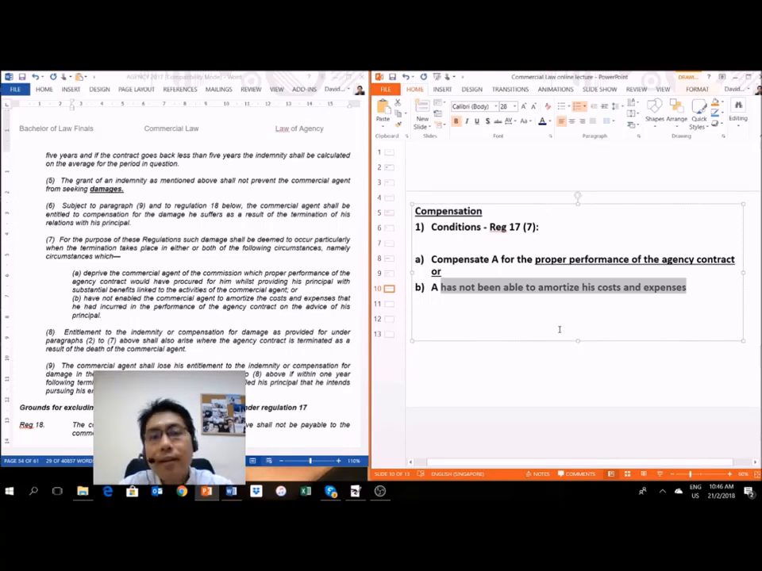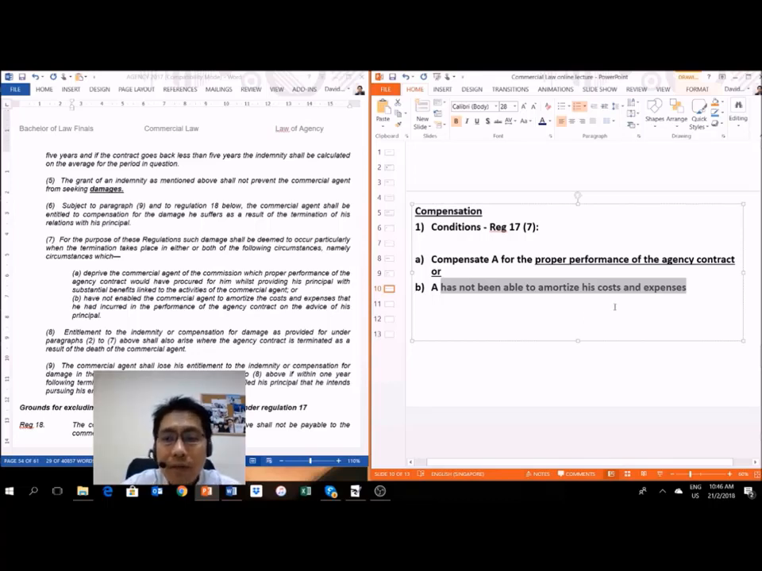But this is exactly what Regulation 17 is allowing for, in that for all the expenses and costs that you have incurred for or toward the agency contract, and you have not been able to recover those costs back, to amortize those costs back, then Regulation 17.7 allows for a compensation of that.